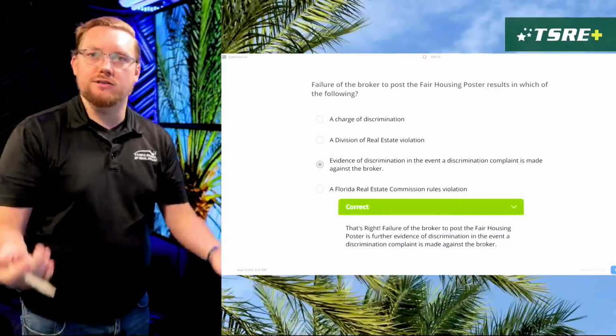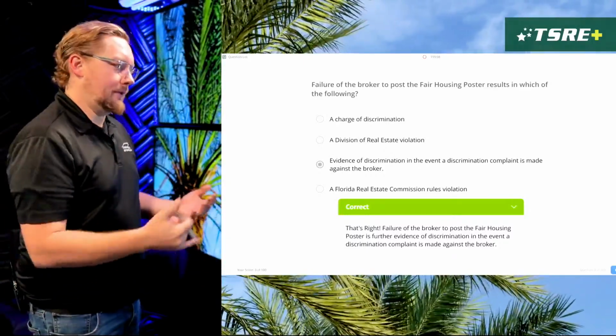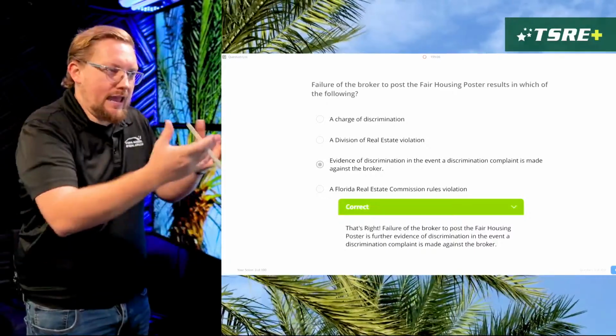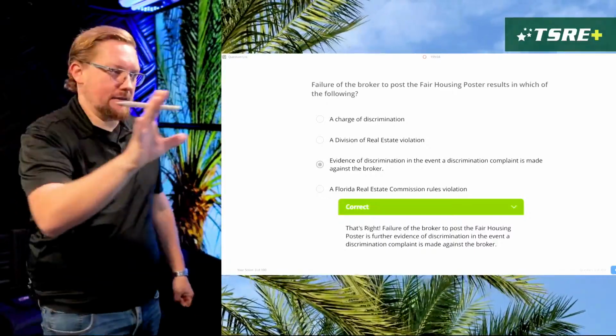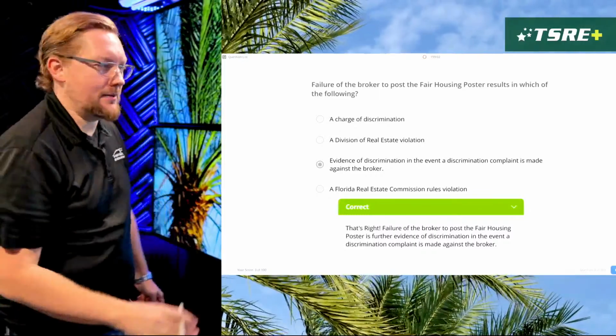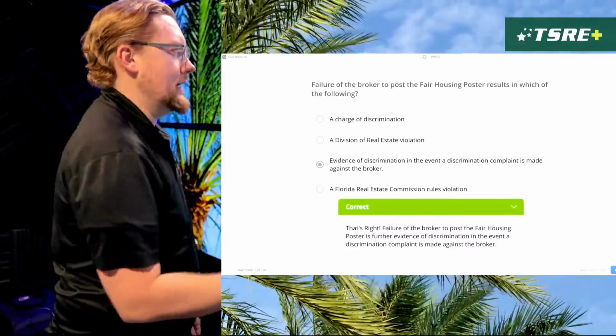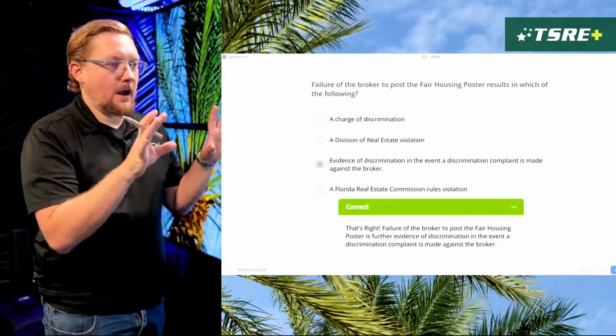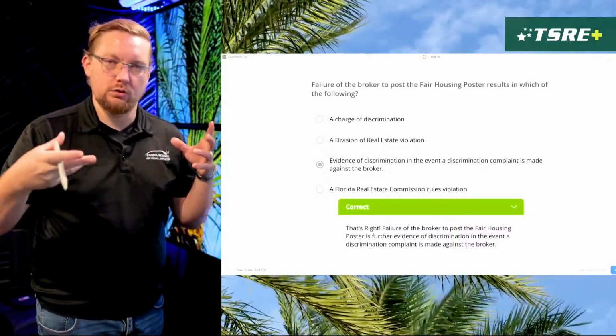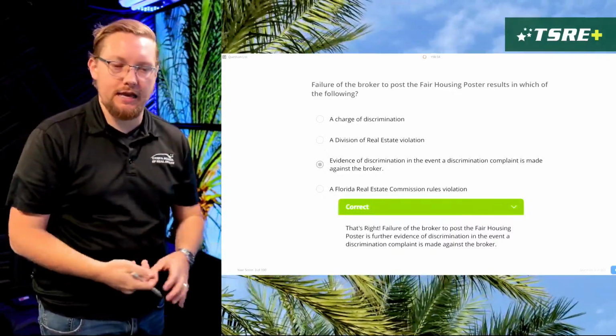As a broker, you should always have that poster up, just to ensure that everybody is always able to see that and be on the same page that, oh yeah, we don't discriminate based on these things. And that is almost verbatim from the actual laws and from the textbook. So that is one of the things.